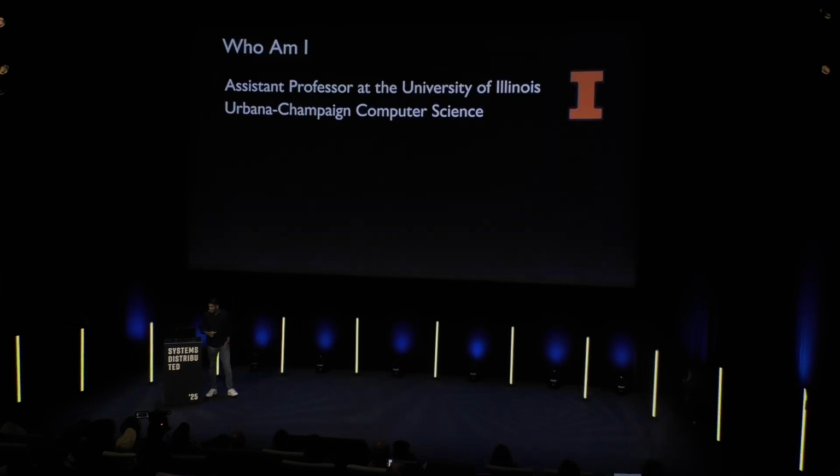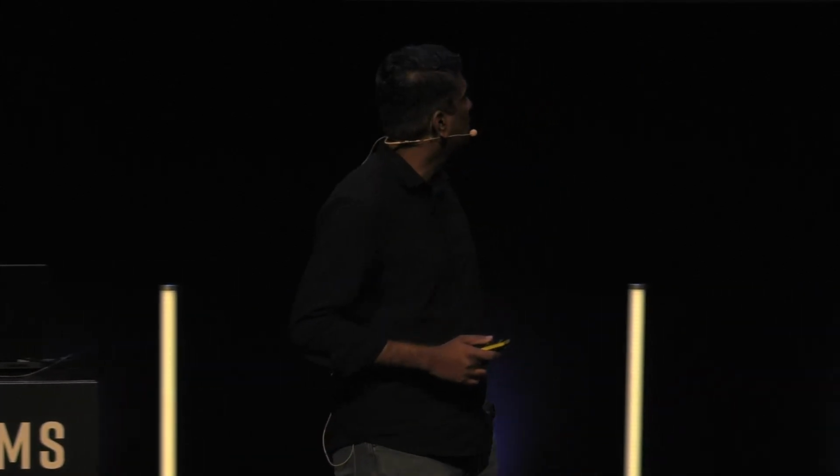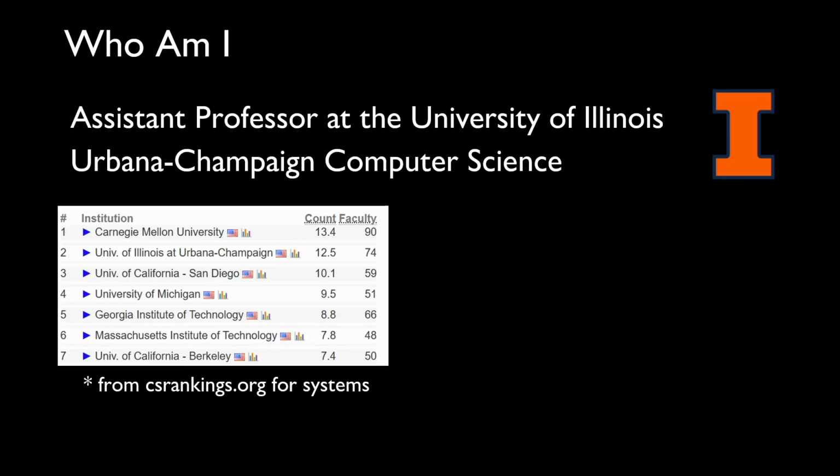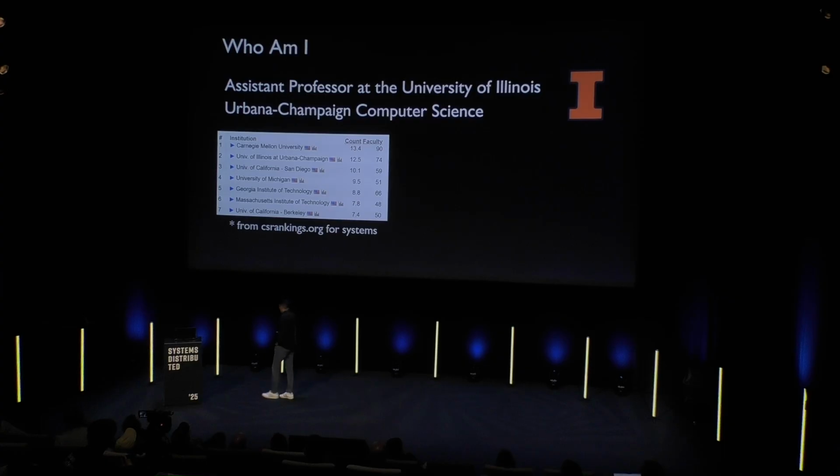So who am I? I am an assistant professor at the University of Illinois Urbana-Champaign Computer Science Department. And this is an incredible place for doing systems research. If you don't believe me, here's the ranking of top CS departments in the US. This is from a website called csrankings.org. It's totally objective, especially when you show up at the top, right? You can see UIUC at the top, just behind CMU, and ahead of most of the schools. This is based on research productivity, right?